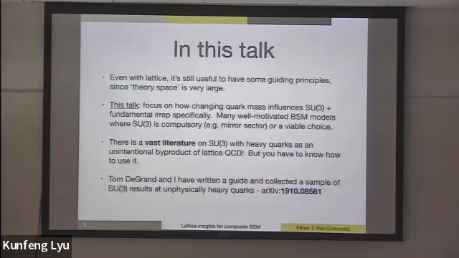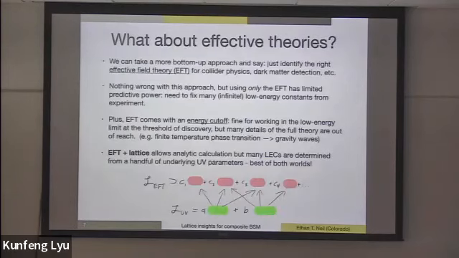Can you go back to the last slide? Sure. About the last line, the EFT plus lattice, what's the advantage there? You're arguing EFT lacks predictive power, right? I need the lattice from the UV theory to match the coefficients properly. What does this hybrid bring?